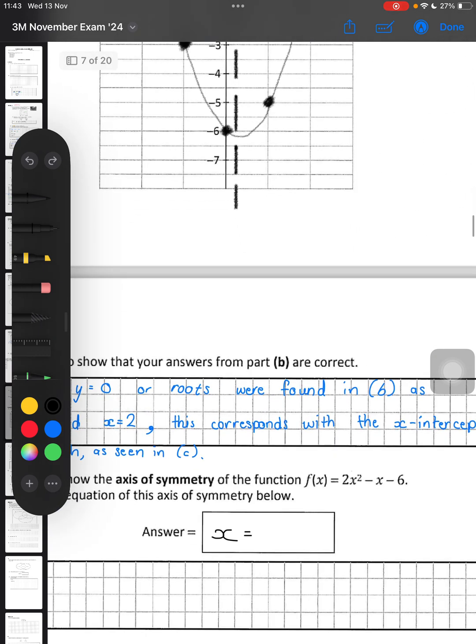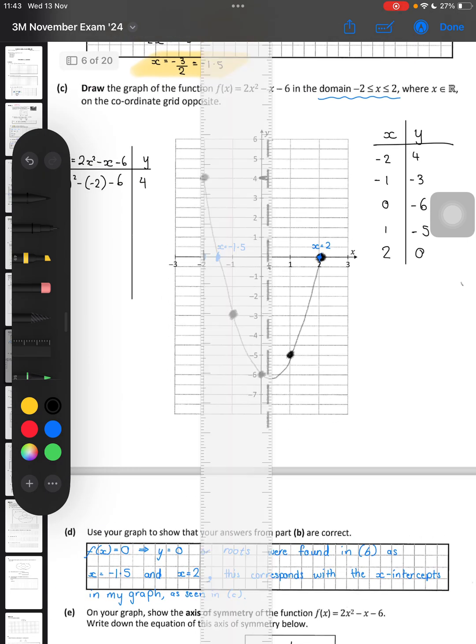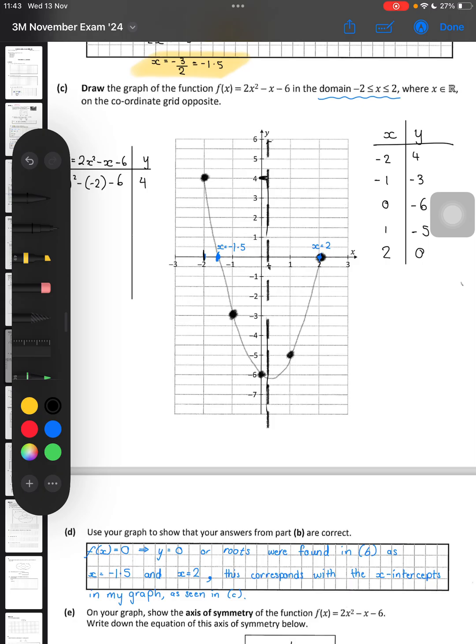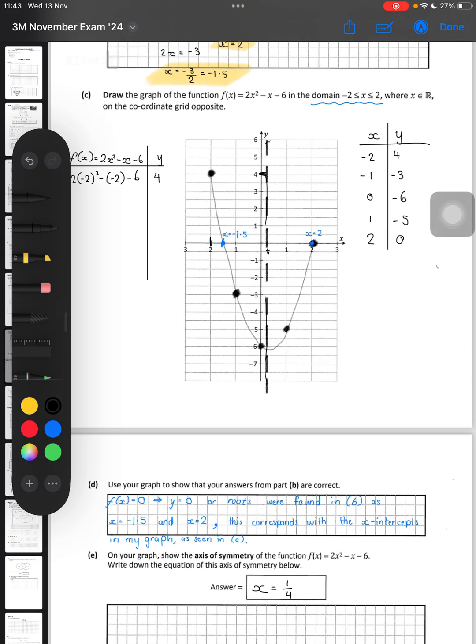The only reason why I did a dash there is because it asks for an axis of symmetry. Really, I could have just done a full line. Probably should have, because why not? So one full line there. That's that question done. So my axis of symmetry there is x is 1/4.